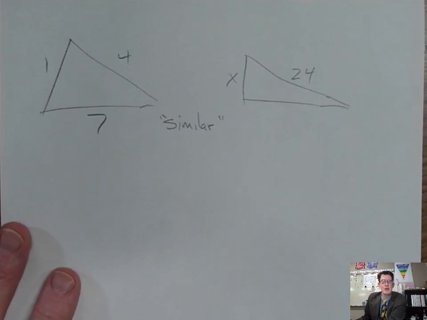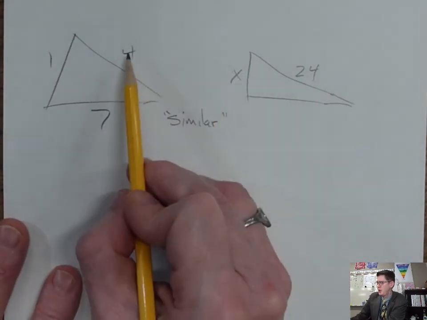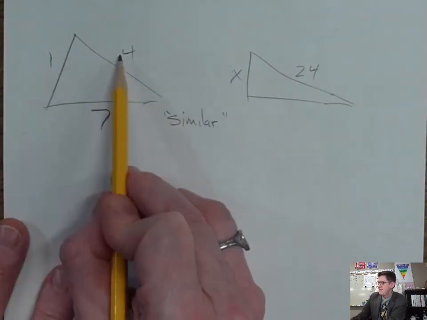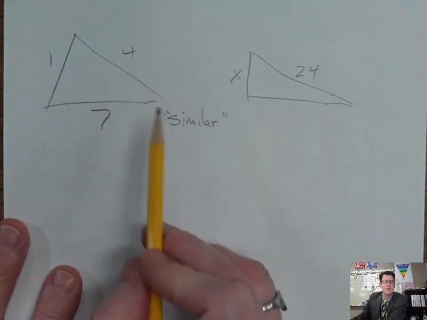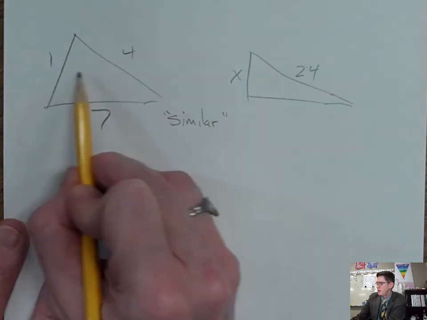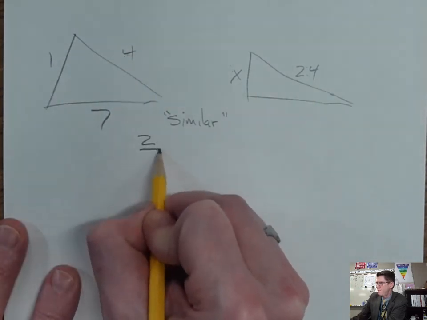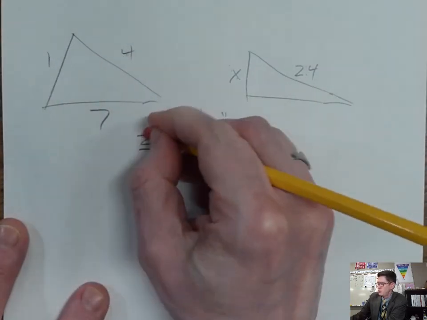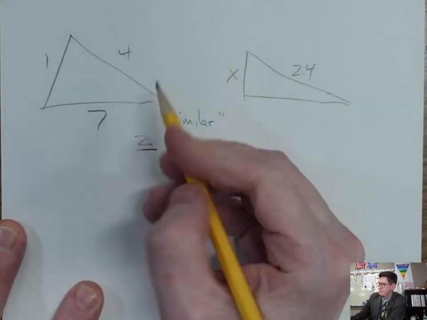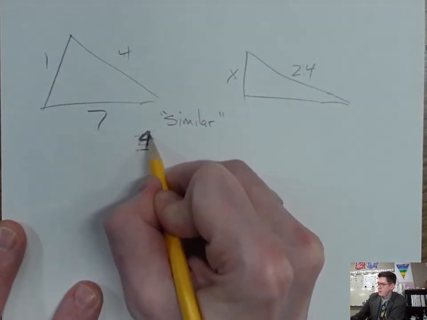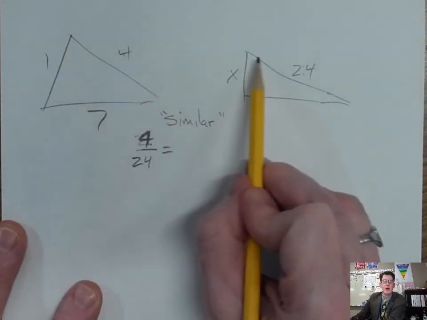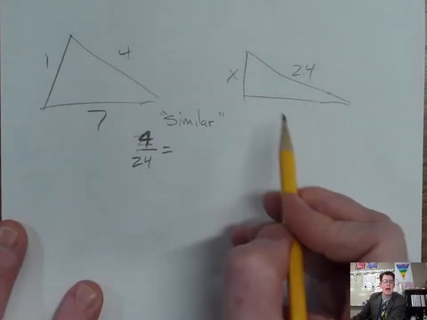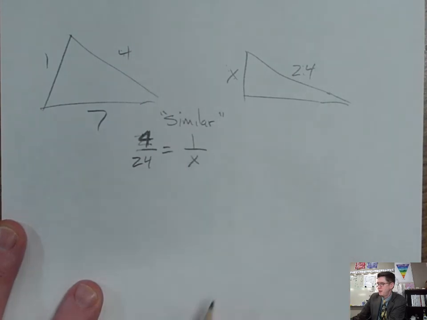Yes, you could, and you simply build a proportion. If you know this is a factor, then this is a factor, and this one is a factor, then we can just build a proportion. We know that 4 is to 24, and we just compare them in the same order. 4 is to 24 as 1 is to X.